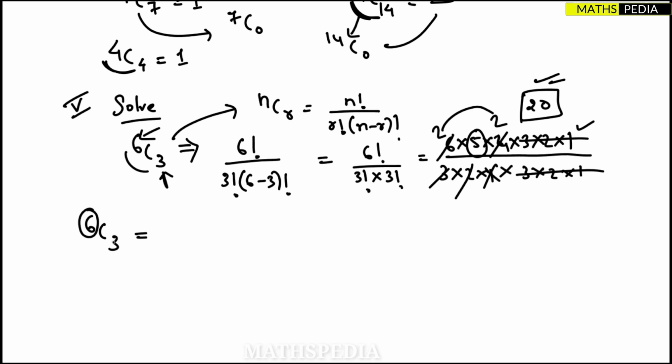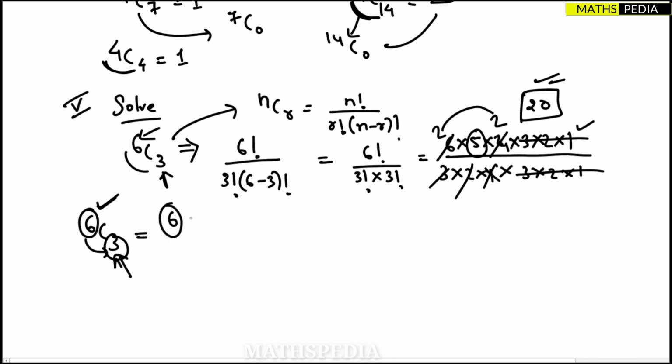6 is the upper number, 3 is the lower number. Upper number you take, observe the lower number, just observe. 3 is the lower number. Now the upper number is 6, start with 6 and multiply in decreasing order. Take 3 numbers only in decreasing order. Before 6, how many numbers will be there in decreasing order? 5, 4, 3, 2, 1, right? But you have to take only 3 numbers.